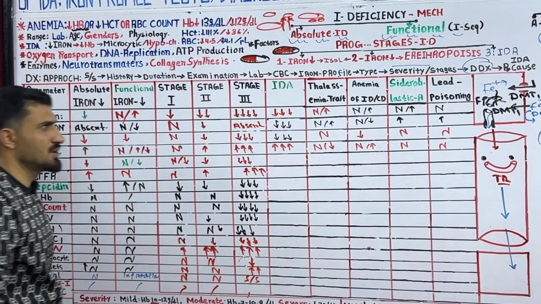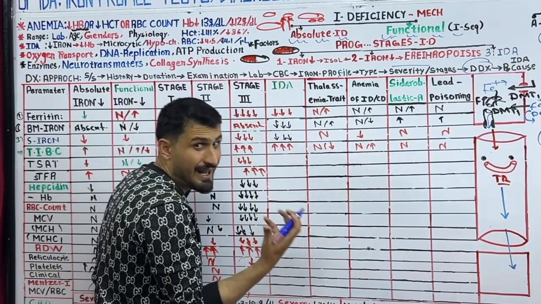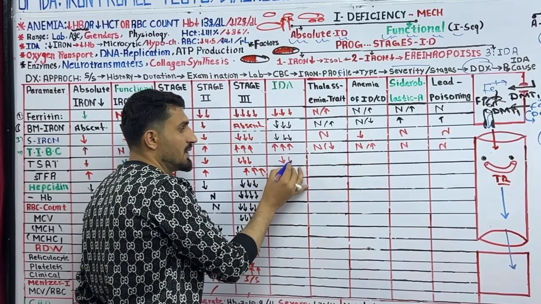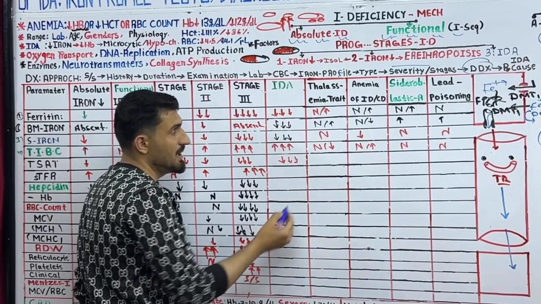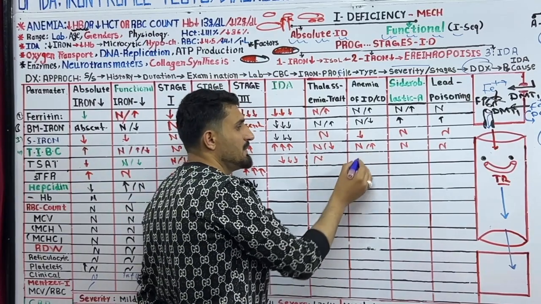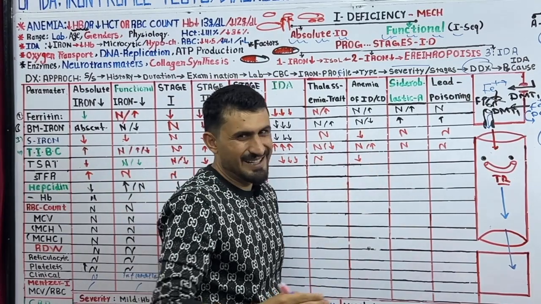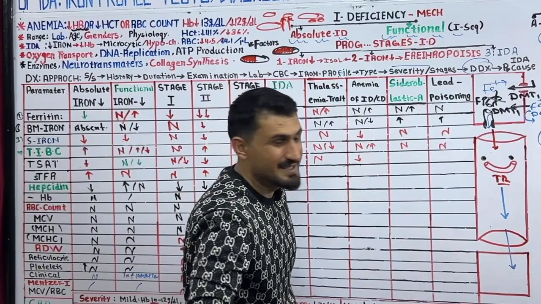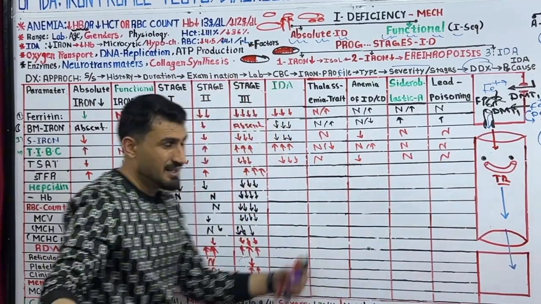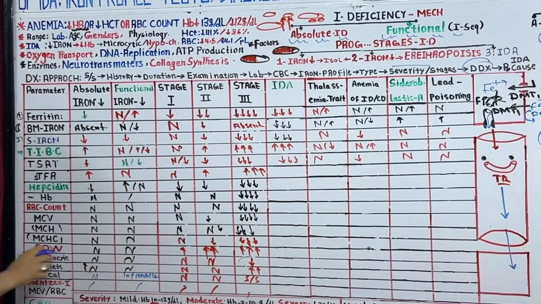About the transferrin saturation: because I don't have enough iron in serum, transferrin will not be saturated enough in iron deficiency anemia. In thalassemia, no problem. In anemia of chronic disease, it also decreases, because I don't have enough iron inside the circulation. Sideroblastic is normal, and lead poisoning it's not. I don't have a problem with these things.